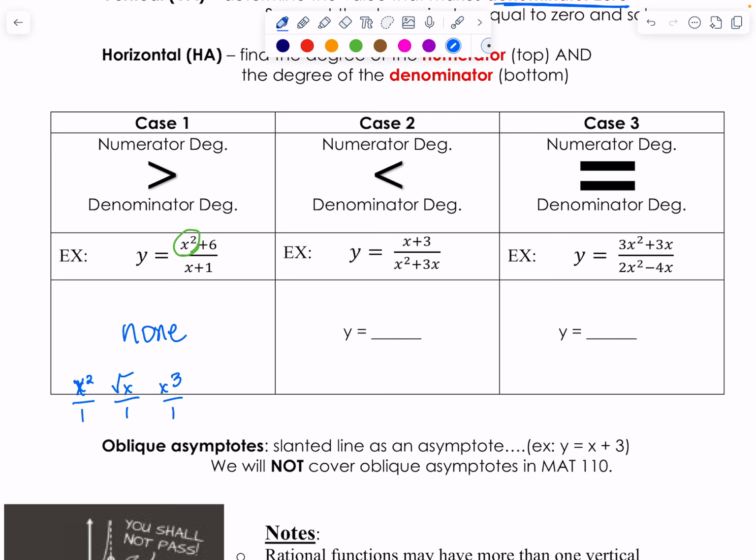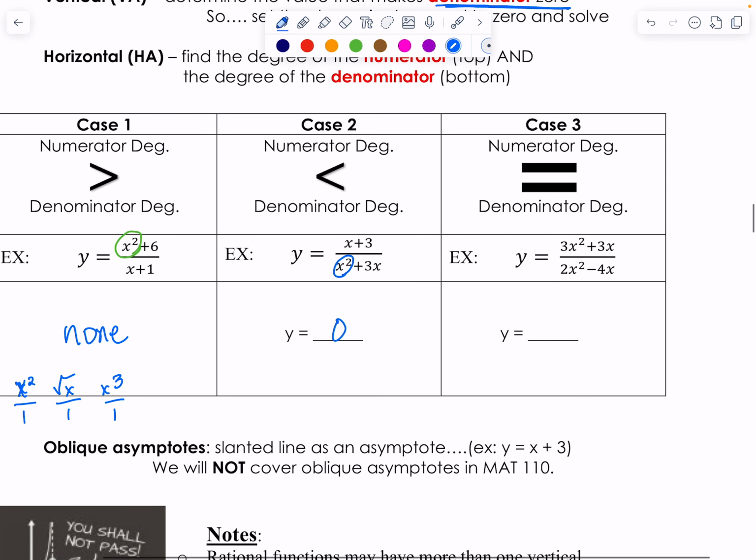Now, in case number 2, notice that your x squared is on the bottom. The big one is on the bottom. When the big one's on the bottom, your horizontal asymptote will be y equals 0. Okay, and then finally, what happens when they're the same? Notice we've got x squared on the top and on the bottom. Then you just look at the leading coefficient. So this one's going to be 3/2. Now, not all of them are 3/2. It's always going to be the leading coefficient on top and the leading coefficient on the bottom.